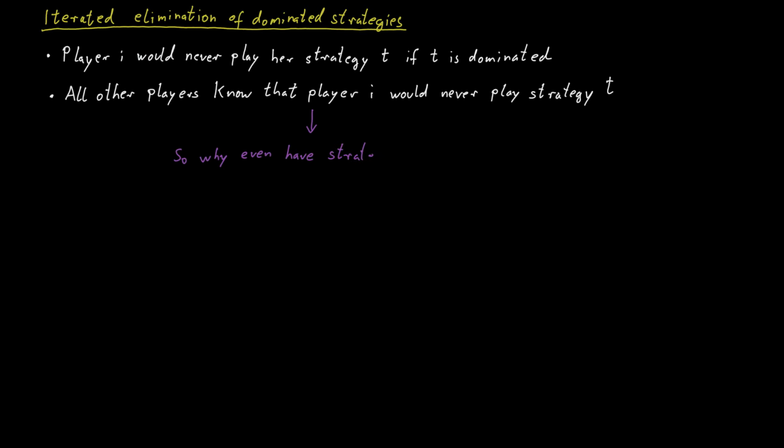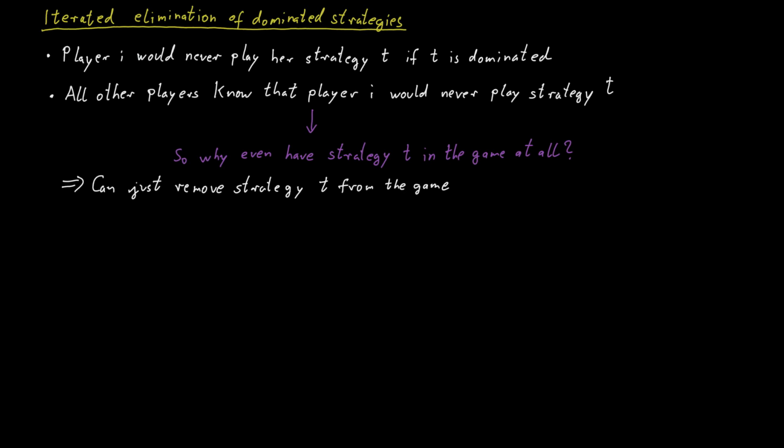But then why do we even have this strategy T in the game at all? If you just remove the strategy from the game completely, it would not change anything. Because player I wouldn't play the strategy and everybody knows that player I wouldn't. By removing the strategy T, we would get a slightly smaller game in which player I has one fewer strategy. And the smaller game would be, for all intents and purposes, equivalent to the original game.